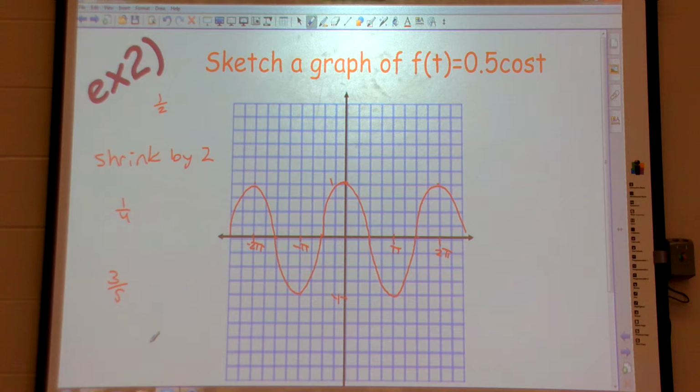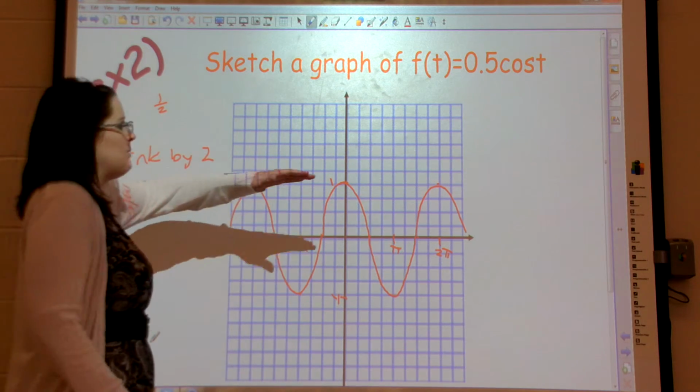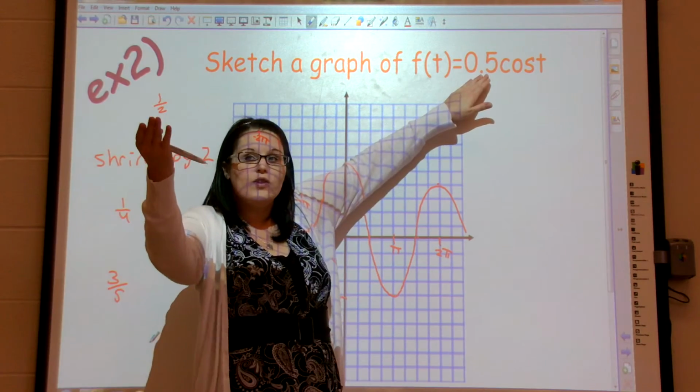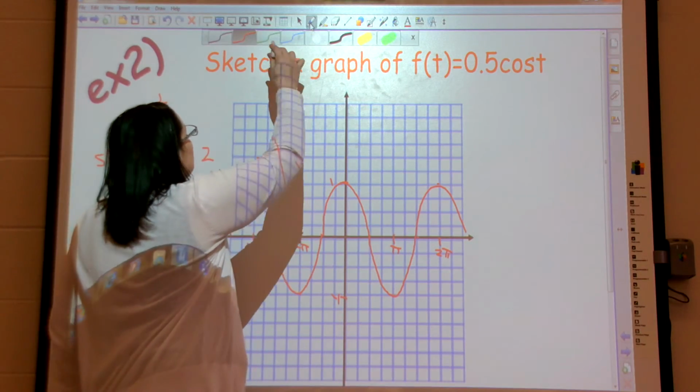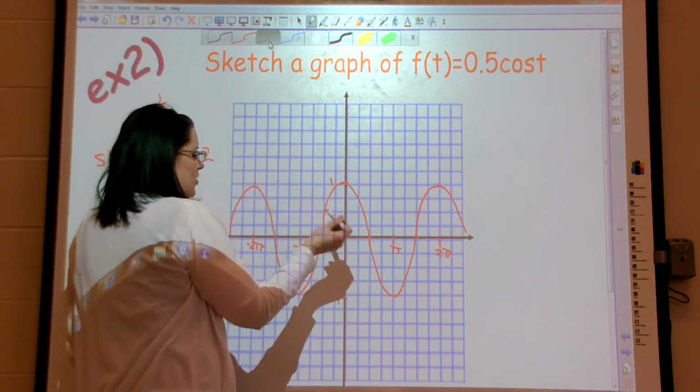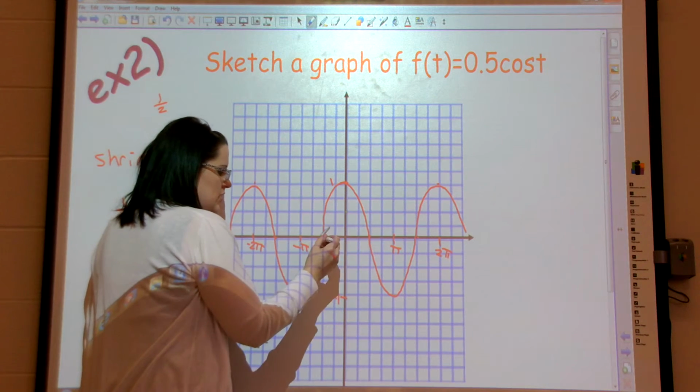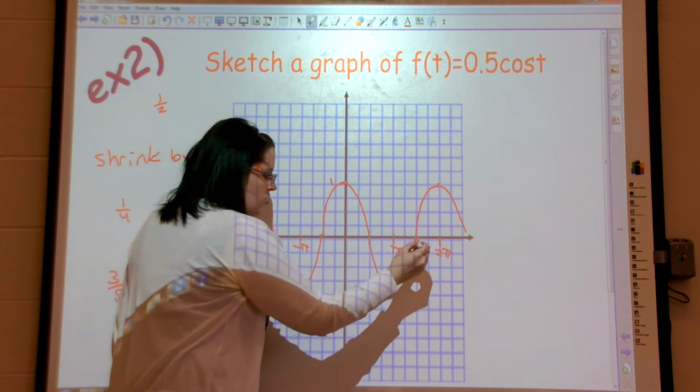Okay. All we need to do is shrink by 2, which means I literally go to 1/2, right? Does not mean I go 1/2 more. It means I go to the number that's written here. A lot of people want to go to like 1.5. No, I go to that number, 1/2. Grab a color. 1/2 in our picture is really 2 squares. The zeros aren't going to change.